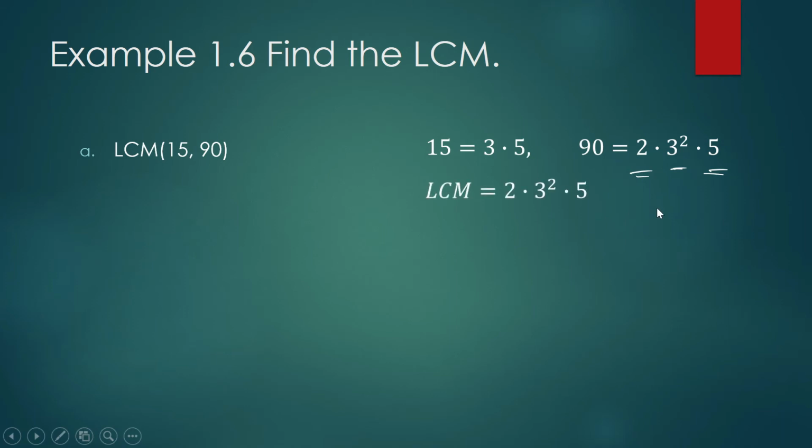So for the LCM, we will copy the prime factors and then affix the highest exponent of these prime factors in your factorization. So for 2, the highest exponent is 1. For 3, the highest exponent is 2. And for 5, the highest exponent is 1. So the LCM is 2 times 9 times 5, which is equal to 90.